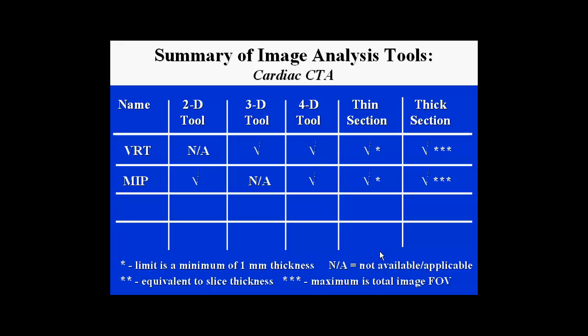A multiplanar reformation is a two-dimensional display and a four-dimensional display, but it displays only thin sections and cannot display thick sections. A curved multiplanar reformation, again, is a two-dimensional tool with four-dimensional capability, can display thin sections but cannot display thick sections.